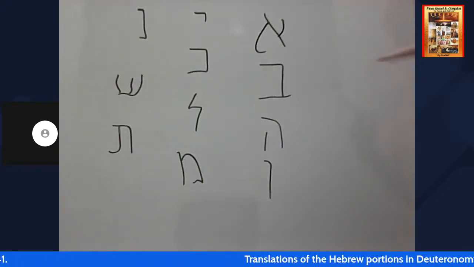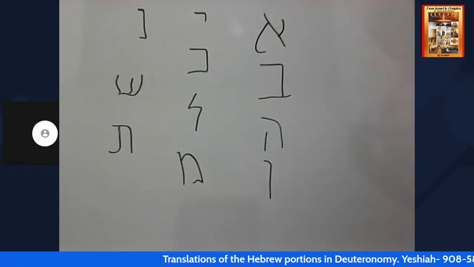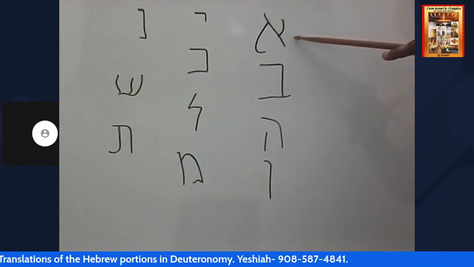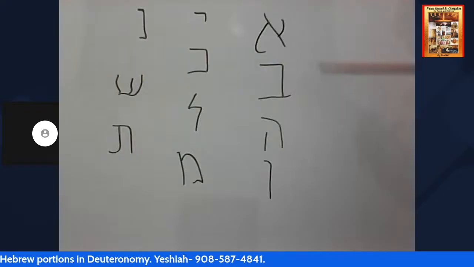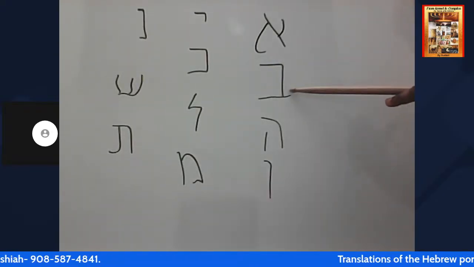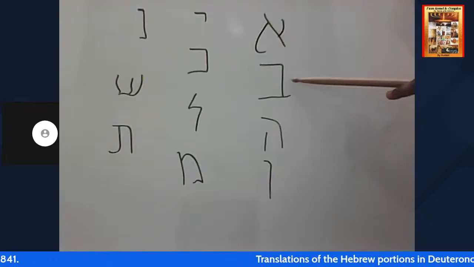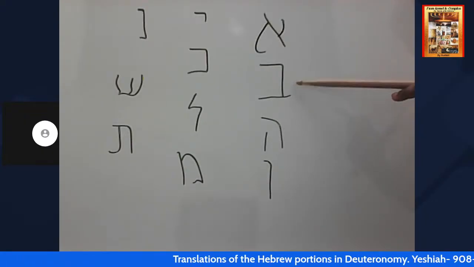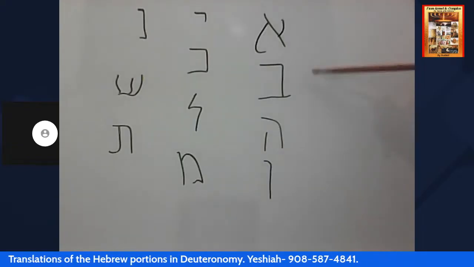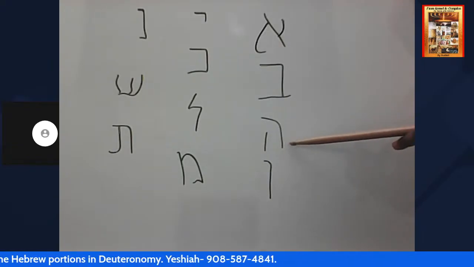We want to go over the prefixes and the suffixes in Hebrew. The letter Aleph you see here serves as a prefix in the future tense with verbs. Next you see here the letter Bet. This serves as a prefix with nouns. Next we have here the letter Hey.